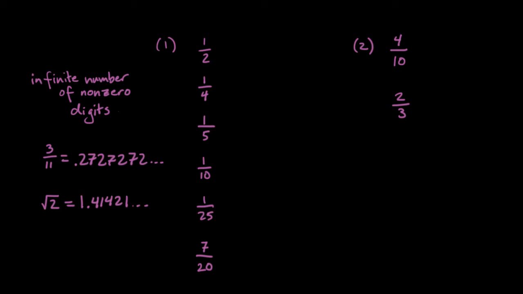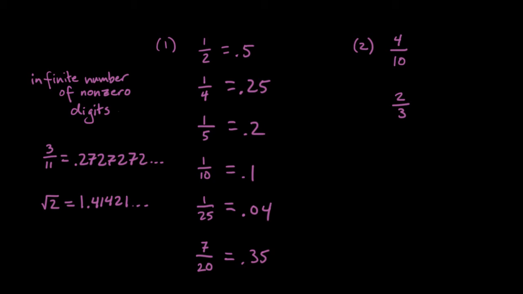So I want to know whether the decimal we're dealing with is like this, where it repeats or goes on forever, or whether it's just like 0.5. So what I've done is I've just listed a bunch of fractions that satisfy the conditions that they've given. Statement 1 says that the denominator is a factor of 100, so that could be like 2 or 4 or 5 or 10 or 25 or 20. And 1/2 is 0.5, 1/4 is 0.25, 1/5 is 0.2, 1/10 is 0.1, 1/25 is 0.04, 7/20 is 0.35.